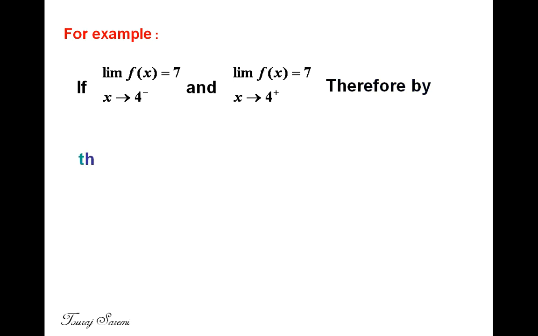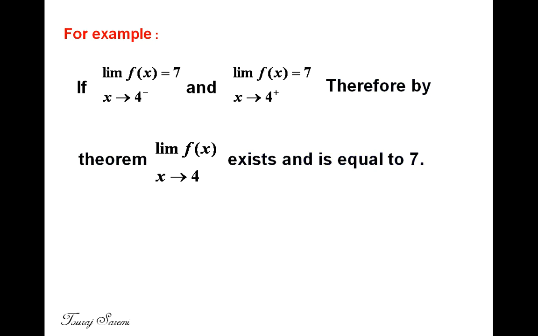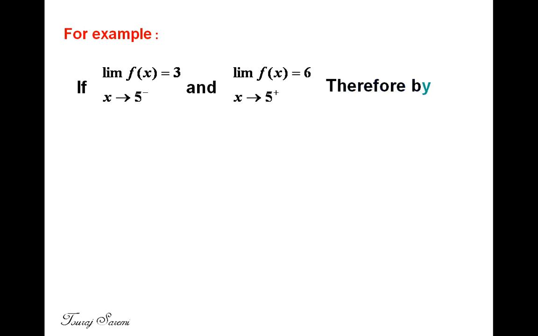For example, if the limit of f of x as x tends to 4 minus is 7, and the limit of f of x as x tends to 4 plus is 7, therefore by the theorem, the limit of f of x as x tends to 4 exists and is equal to 7. For example, if the limit of f of x as x tends to 5 minus is equal to 3, and the limit of f of x as x tends to 5 plus is equal to 6, therefore by the theorem, the limit of f of x as x tends to 5 does not exist.